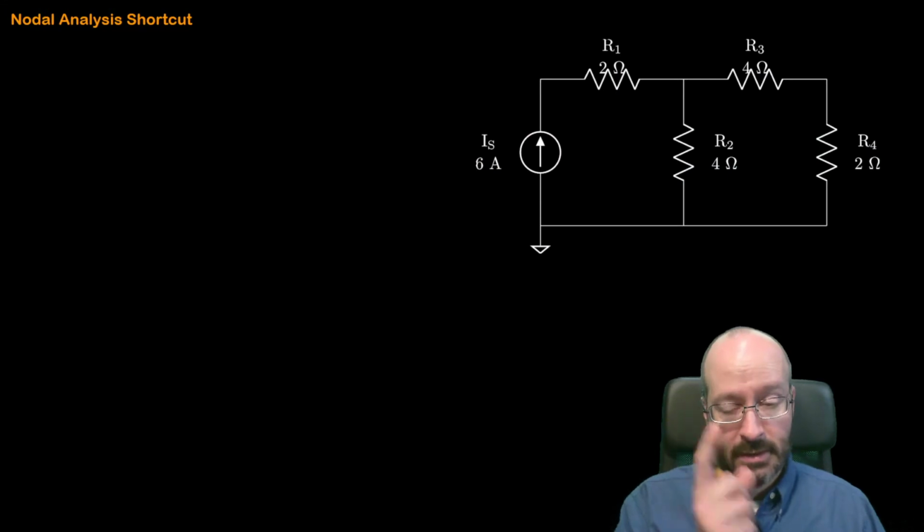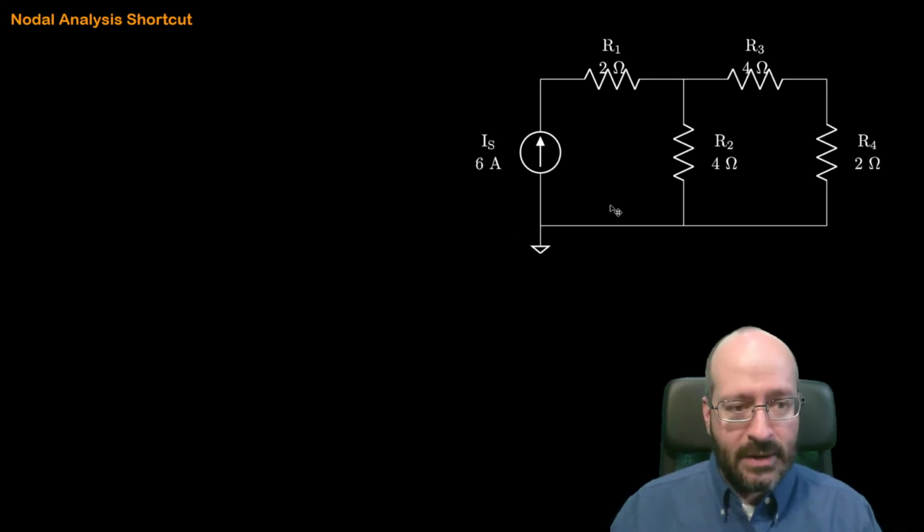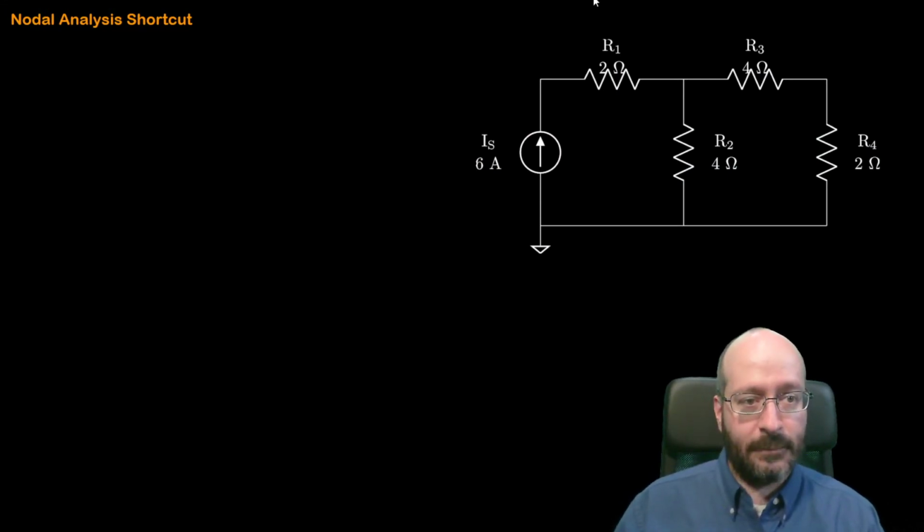Okay, so to learn the shortcut, we're going to go back and look at all of the circuits we've already done, but we're going to try to do them quickly. So the very first circuit we looked at was this one. And now we want to go right to matrix form with this circuit.